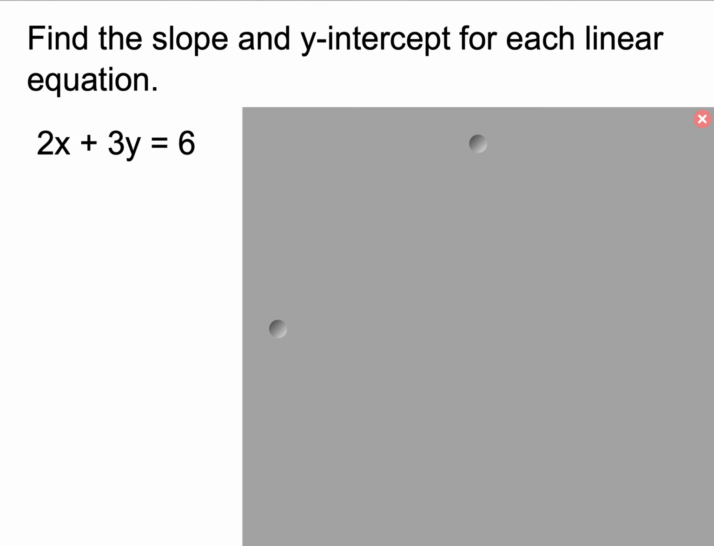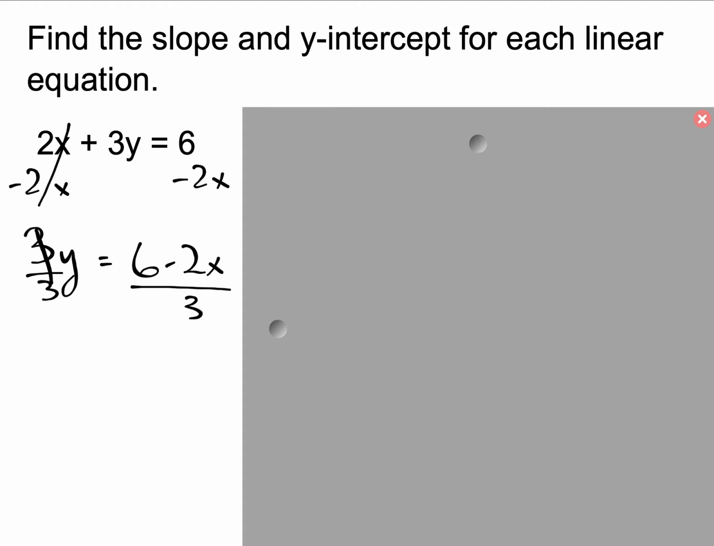Another example, find the slope and y-intercept of the linear equation. Before we can do it on this one, we have to solve for y. So I'm going to subtract 2x on both sides. This gives me 3y = 6 - 2x. Then we can divide both sides by 3. I need to distribute this division. 6 divided by 3 is 2. -2 divided by 3 is -2/3. So we get 2 - 2/3 x.